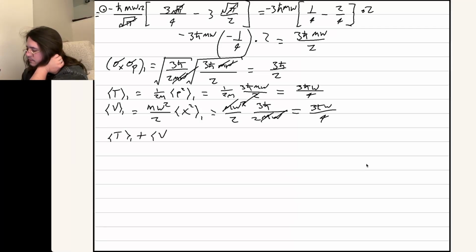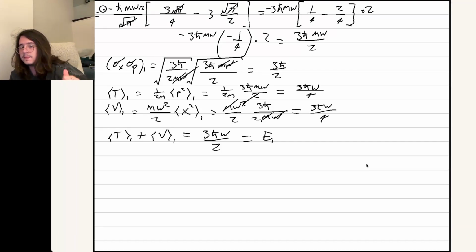And also they add up to make 3ħω over 2, which is the energy of the first excited state. So everything's looking good for the quantum harmonic oscillator. All right.